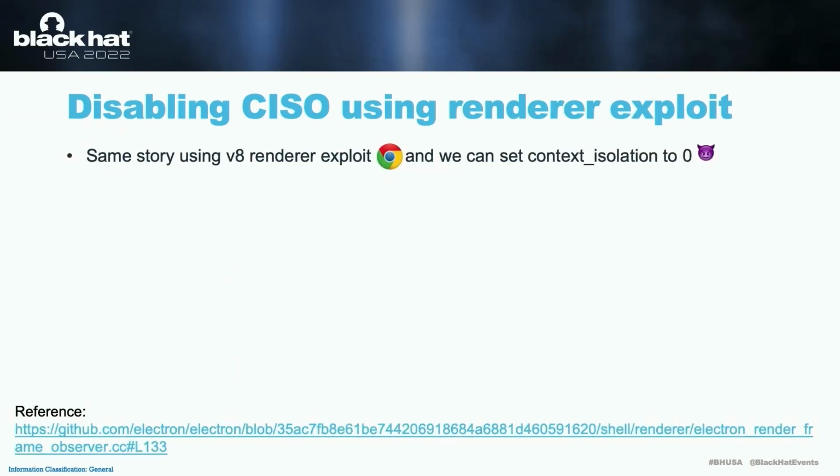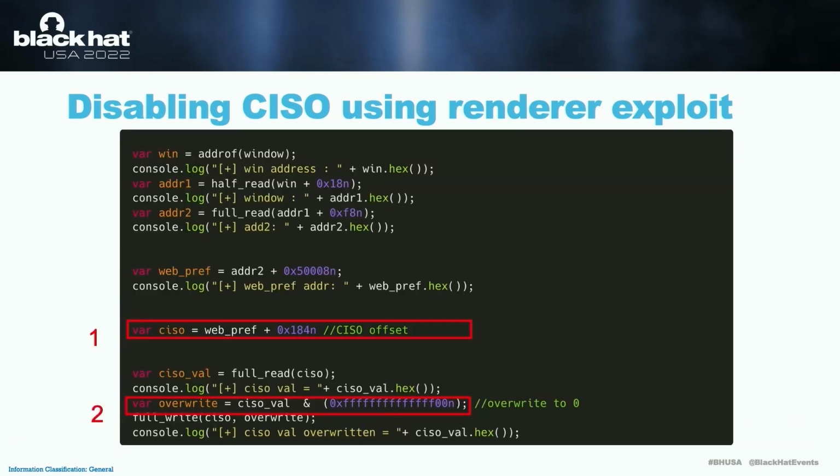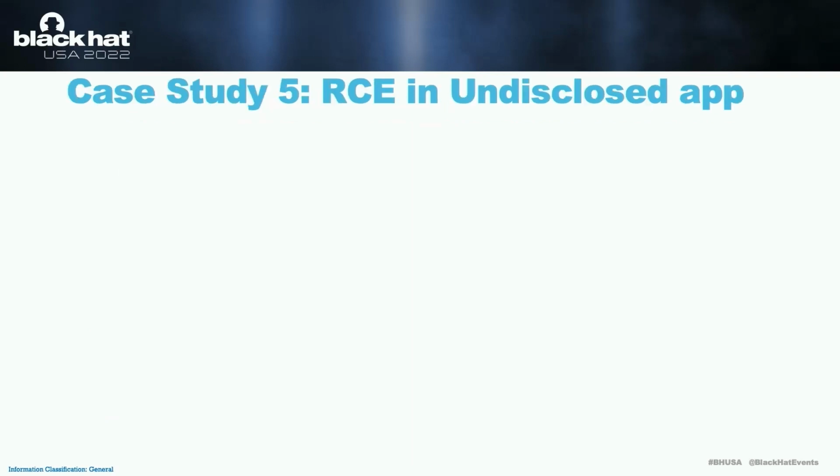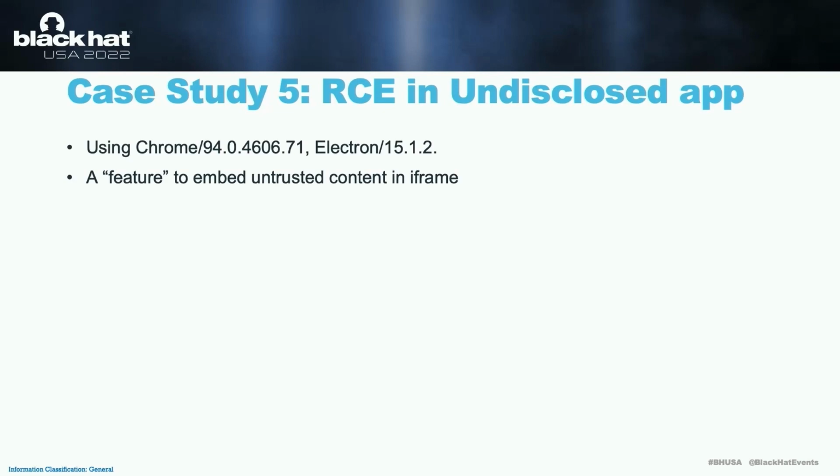Same story, you can use a V8 renderer exploit, because this particular feature was enabled on the renderer side and not on the sandbox side, which was a design flaw within the Electron.js framework. Then you can set it from 1 to 0. This is an annotated version of our binary exploit. We get the offset to a CISO in memory, and then we overwrite its value from 1 to 0 to disable it. So let's take a look at our final case study, which is RCE in an undisclosed app.